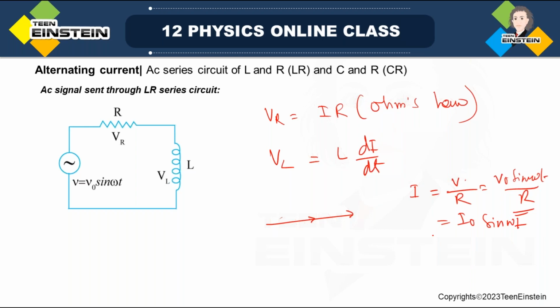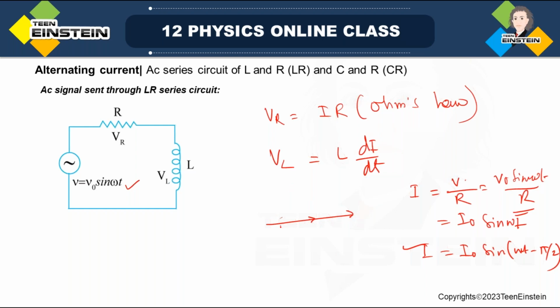That we have seen already in the case of a pure resistive circuit, and in the pure inductor circuit also we have seen I is equal to I0 sine omega t minus pi by 2. So in the case of the inductor coil, the current is lagging behind the supply voltage, or the signal we have sent, that is V0 sine omega t. So the current through the inductor coil lags behind the supply voltage by pi by 2 radians, or 90-degree phase angle.